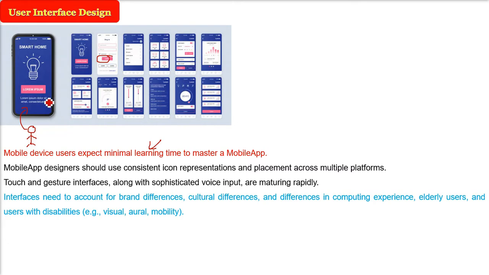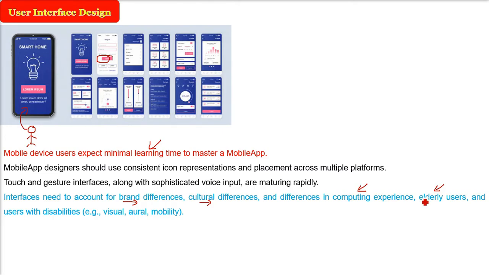For example, the brand differences. There are different people, different brands, and different ways people see or want to work. The cultural differences. A person who is in Arab, a person who is in, say, Uganda, the cultural difference means the user interface has to be different. Then differences in computing experiences. Some may have good memory, some may have less. Elderly people, those who need some time to learn and understand.